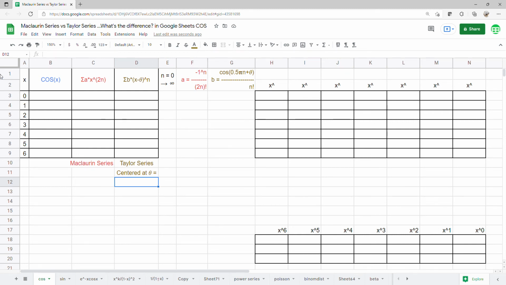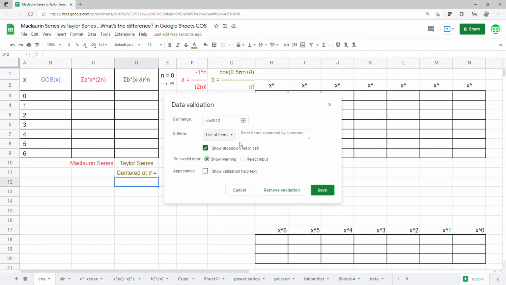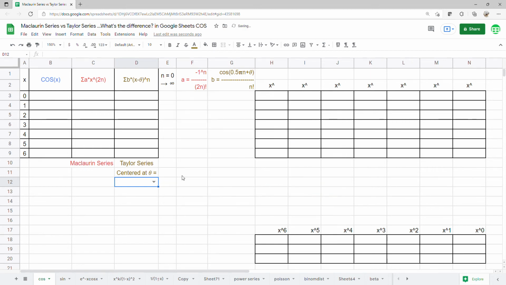In this video, we will compare the Maclaurin series and the Taylor series centered at 0 to 6. So data validation, list of items, the center will be 0 to 6. In this case, we'll use the cosine function. So this is equal to ARRAYFORMULA, cosine of the x values.